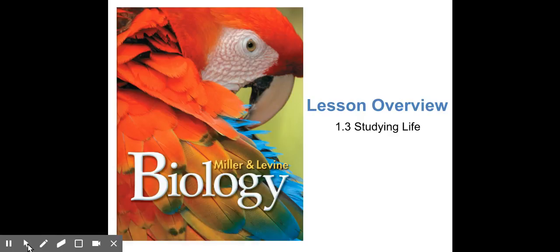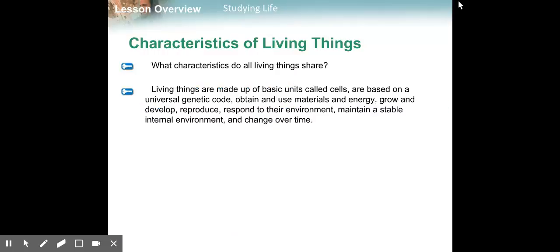Okay, so we're finally getting into the real biology stuff. So, Section 3, Studying Life. Basically, you're going to learn what we're going to learn about this year. So, characteristics that all living things share. All made of cells, based on a universal genetic code. They obtain and use materials and energy, they grow and develop, they reproduce, they respond to their environment, they maintain a stable internal environment, and they change over time. Don't try to write that all down now because we're going to talk about each of those things individually.